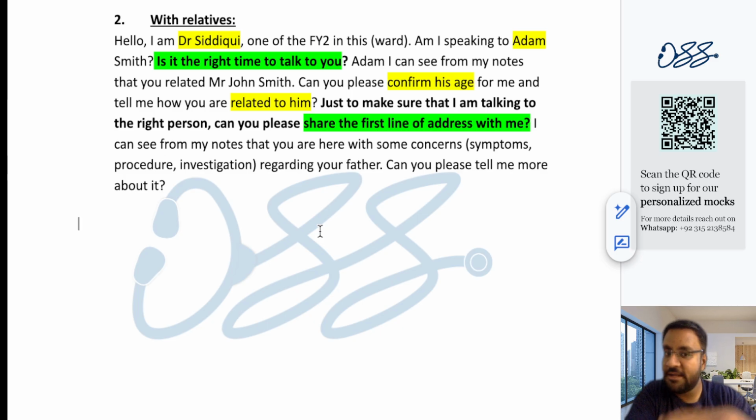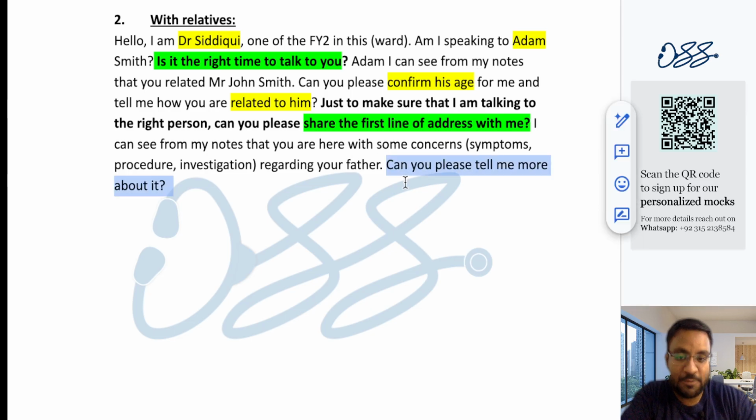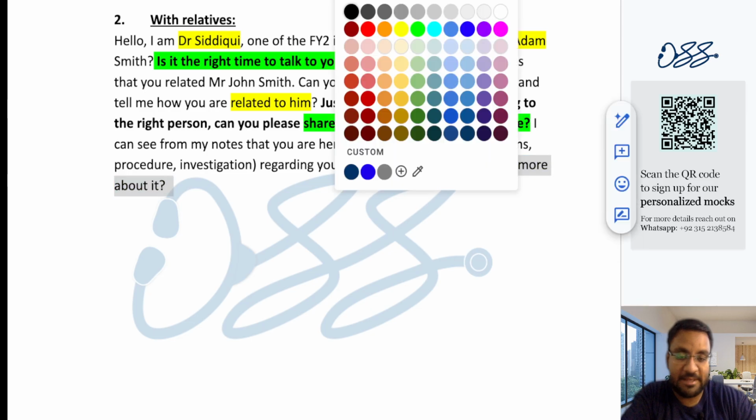And then after you're done with all of those things, you have to do the third step of verification: can you please share the first line of your address with me, just to make sure that I'm talking to the right person. And once all of it is done, the open-ended question needs to be there.